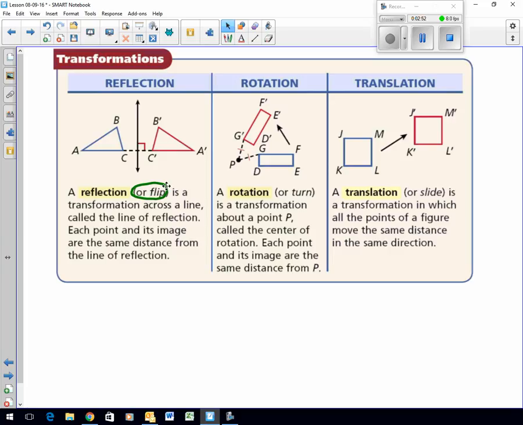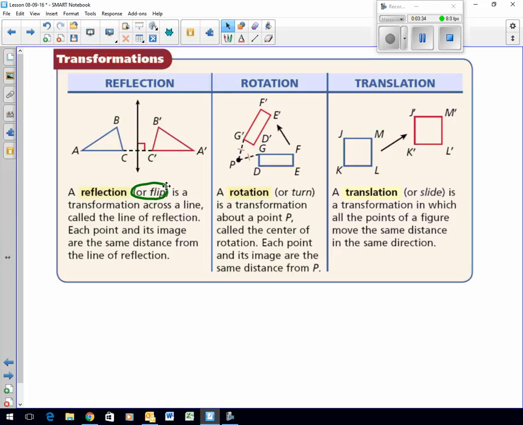So a hint, when your quiz is coming up this week, whenever you hear reflection, you should think flip. We can reflect across the y-axis or the x-axis. Okay? If we reflect across the y-axis, we go from left to right, right to left. If we reflect across the x-axis, we go from up, down, down, up. Top, bottom, bottom, up.